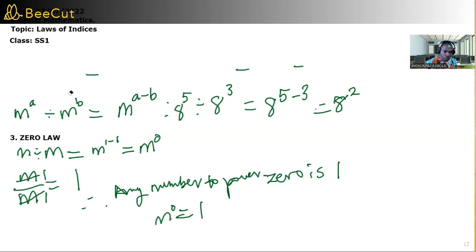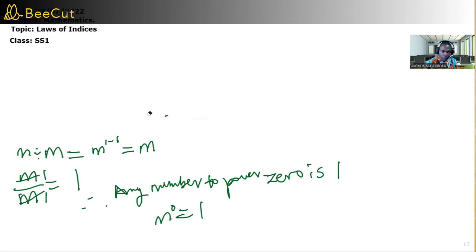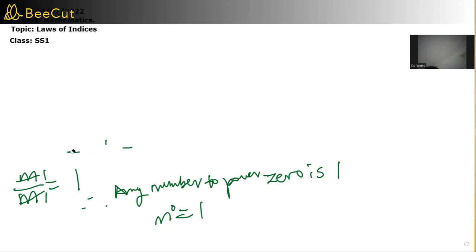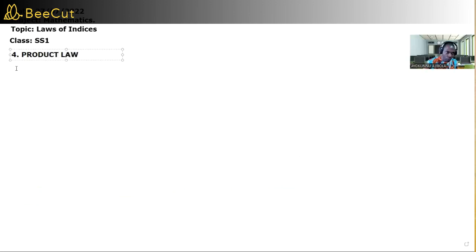So that is, we have checked 3 laws there. Then the next law, number 4, that we will look at will be the product law. What do I call it? Product law. So let's check the product law now, see what that entails. So number 4, product law. For product law, this is what we have.